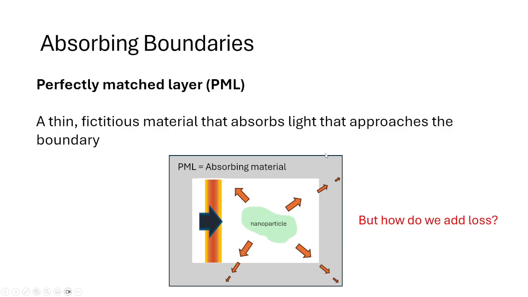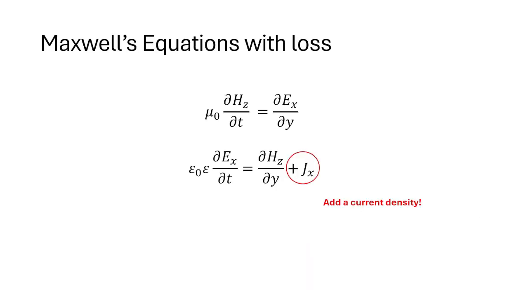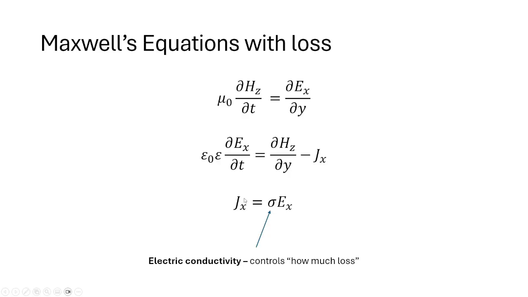But how do we add loss to FDTD? We do that by adding a current density to Maxwell's equations. So we add this Jx term to the Maxwell equation with the time derivative of the electric field. The current density in the x direction is simply the electric conductivity multiplied by the x component of the electric field.